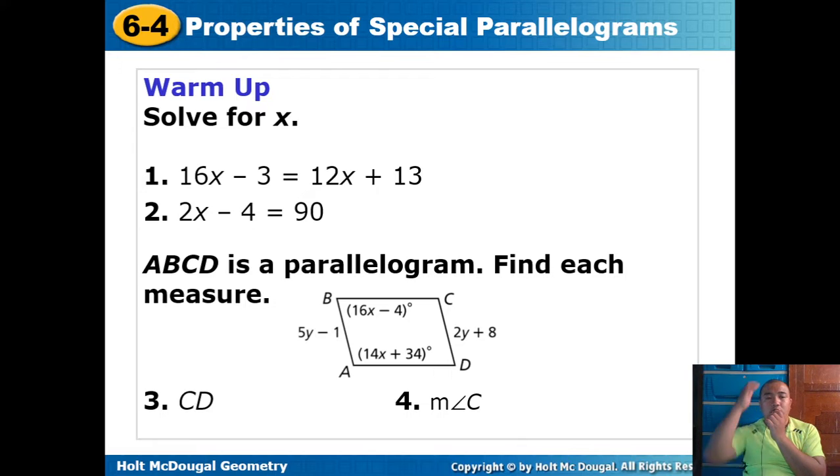By transposition, we have 4x equals 16. So I think the answer is 4. Now for number 2, 94 divided by 2 is 47. Next, ABCD is a parallelogram. Find each measure.